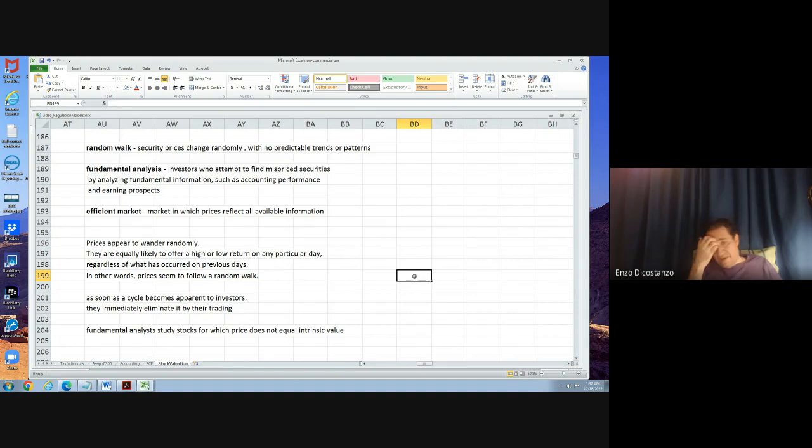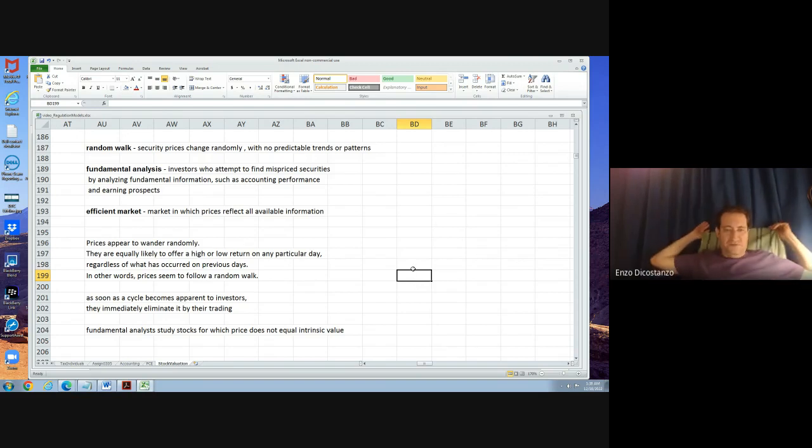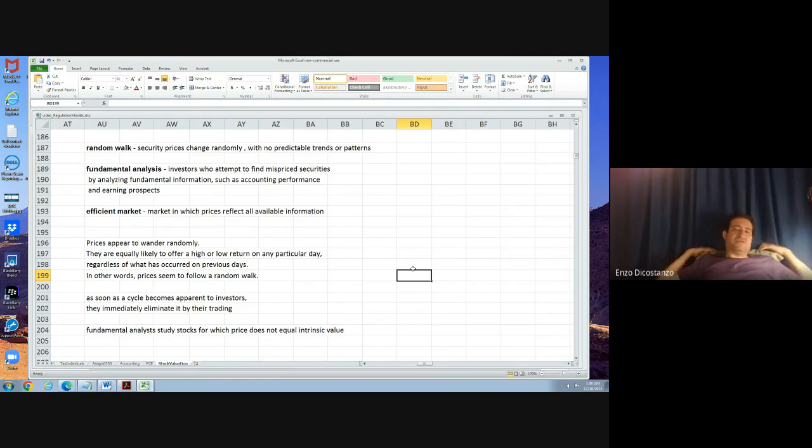Okay. Fundamental analysts study stocks for which price doesn't necessarily equal intrinsic value. But again, there are these classical definitions where everyone's a value investor. Everyone's a growth investor. Who doesn't want growth? Everybody wants growth. So you've got to be careful with some of the wording here. And people who look to find mispriced securities, that was certainly more common before we had computers, artificial intelligence, and all these other changes that are happening in the culture and society and in the work culture.